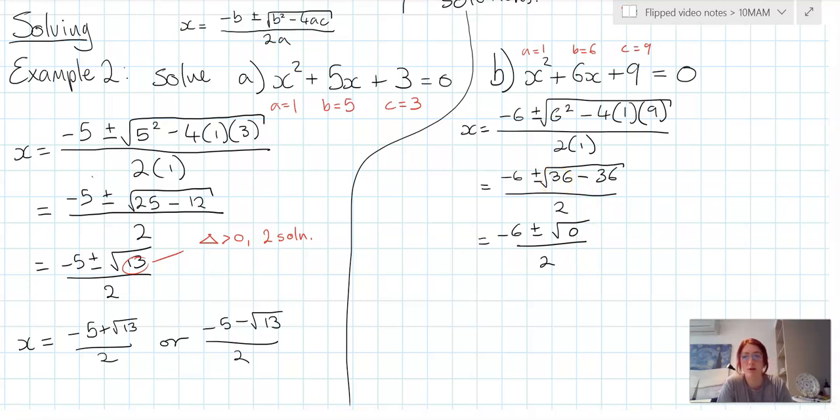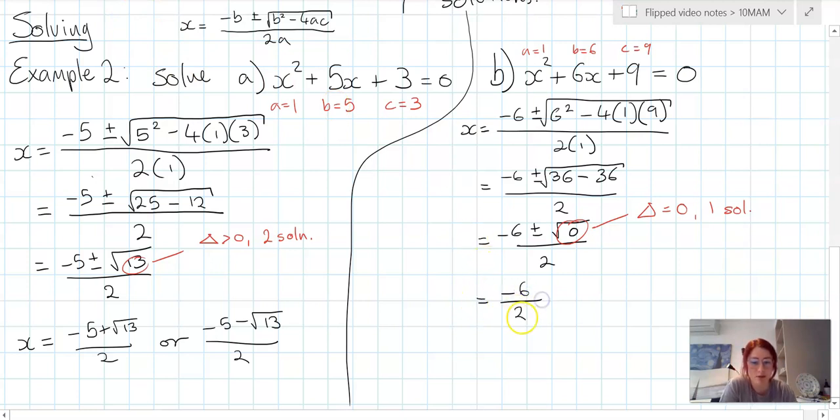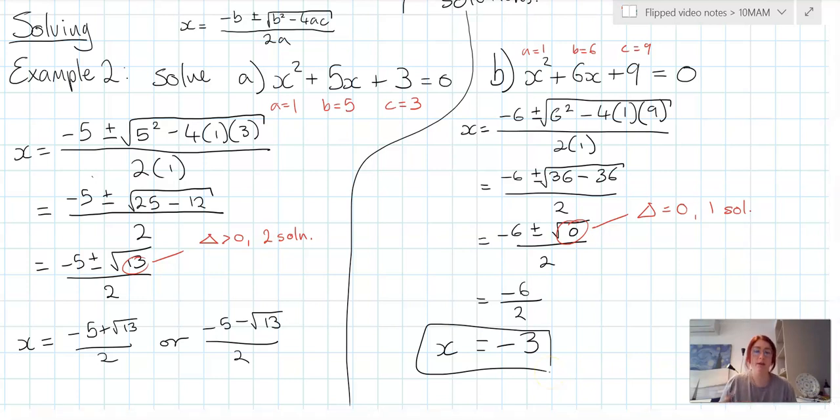We remember from our discriminant, if it equals 0, there is 1 solution. So if we keep going here, we've just got negative 6 over 2. So our solution is that x equals negative 3. We can see at the start that was in fact a perfect square. So the fact that there's 1 solution makes sense. We could have just factorized that in any other way, but the quadratic formula will always work no matter what kind of quadratic that you have.